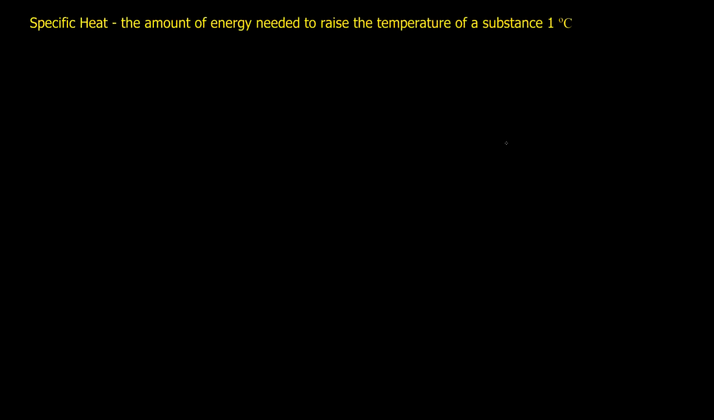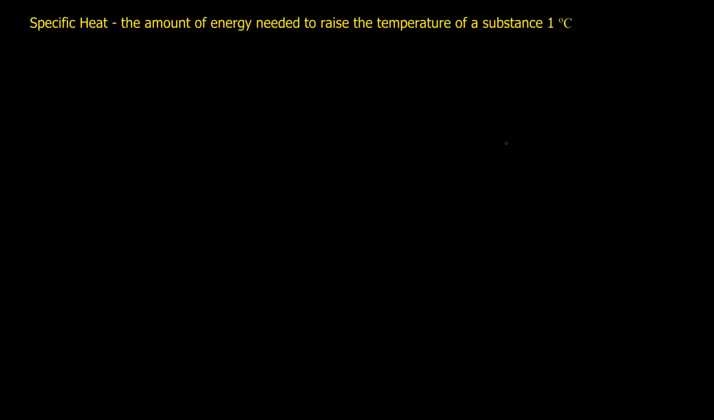Beginning into thermodynamics, or in this case thermochemistry, we're going to talk about how heat energy affects or interacts with matter. And to begin with, first we're going to talk about specific heat. Now, specific heat is the amount of energy needed to raise the temperature of a substance 1 degree Celsius. So if I've got 1 gram of a substance, doesn't matter what substance it is, it's going to need energy in order to raise its temperature.